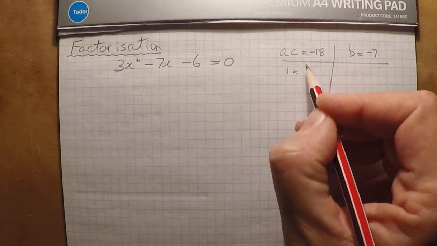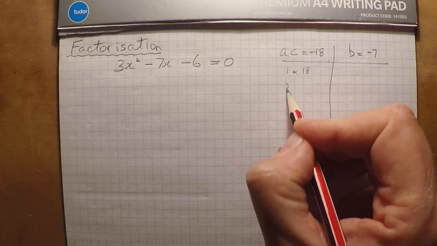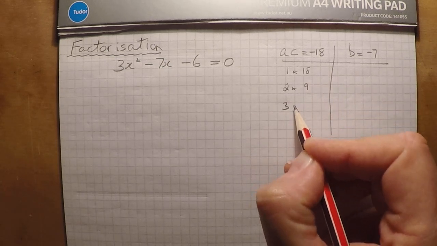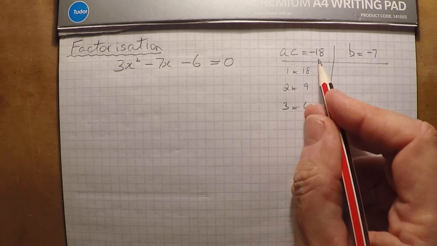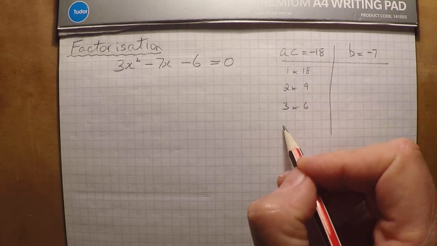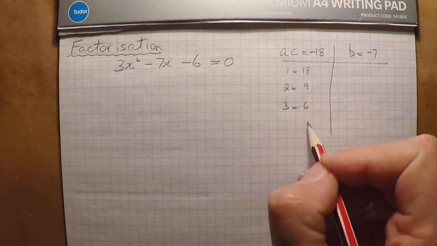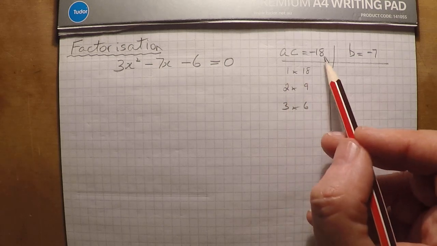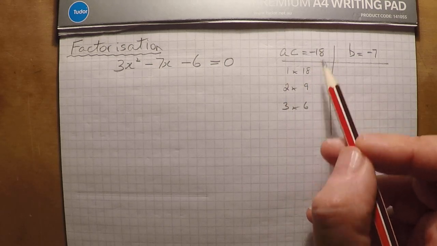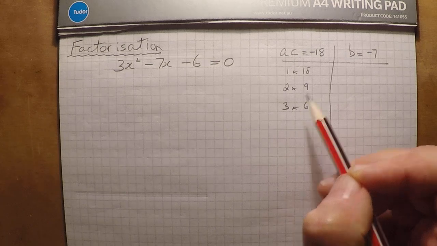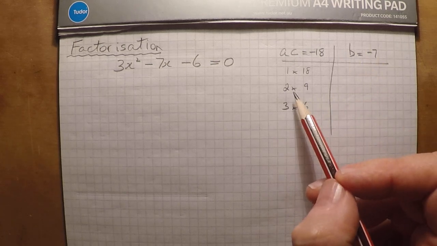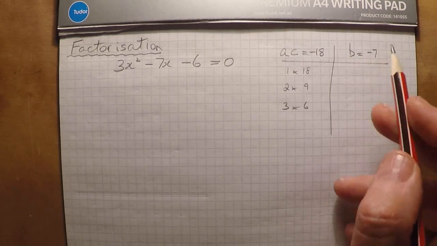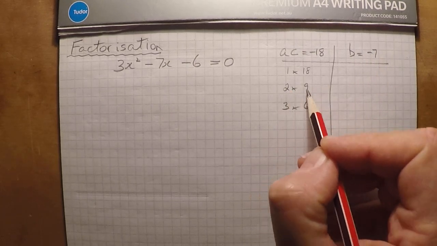I could have 1 times 18, I could have 2 times 9, 3 times 6. 4 doesn't go evenly, 5 doesn't, and if I start 6 times 3, I'm repeating. So these are the factors I have to work with. Now, as it has to multiply to be -18, one of these must be negative. I also note that the sum of the two numbers has to be -7. So that gives me a bit of a clue here.